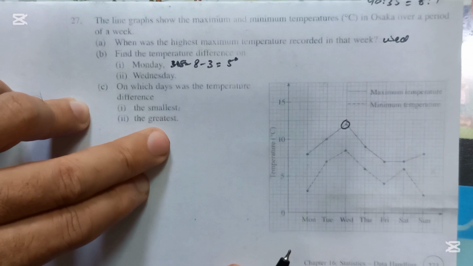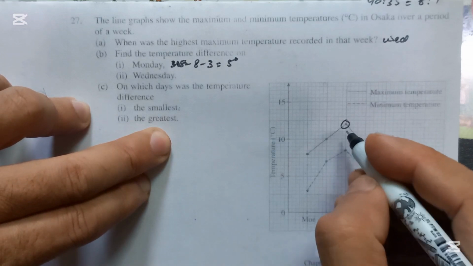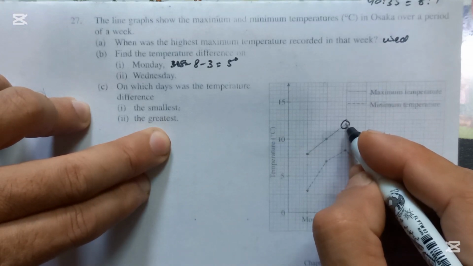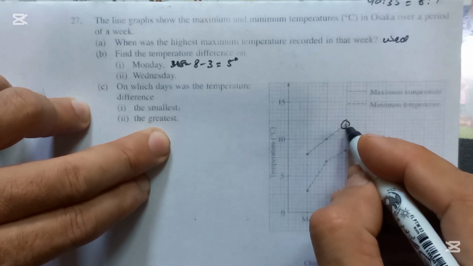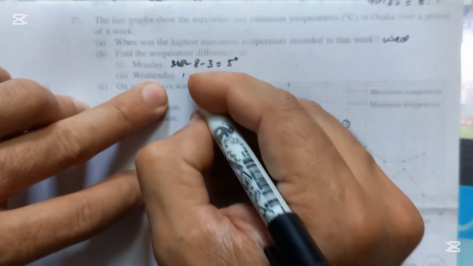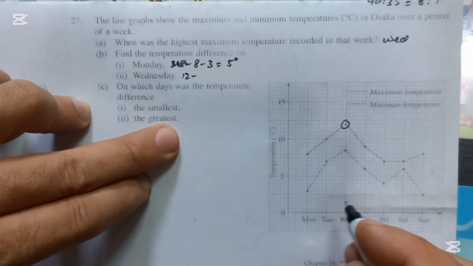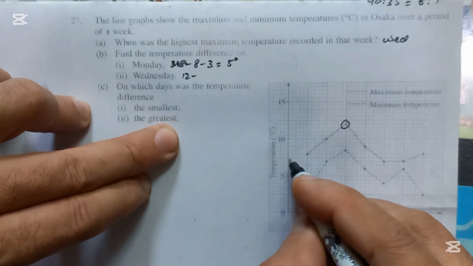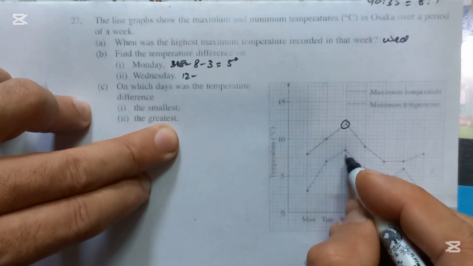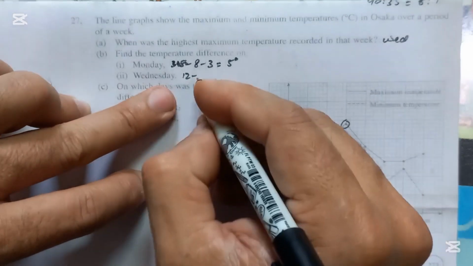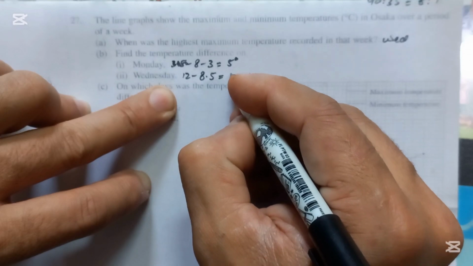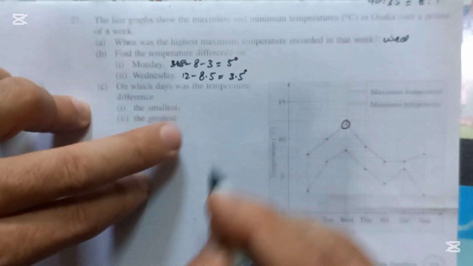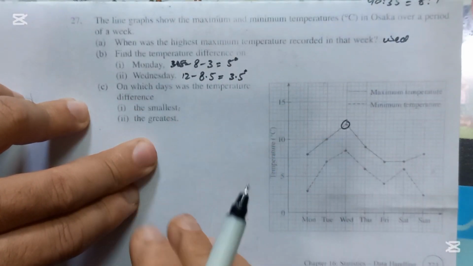Next requirement is Wednesday. So here is Wednesday and this is the temperature, that is maximum. This is actually 12.5 and the one small box below it will be 12. So 12 is the maximum and the minimum is, here is 7.5, this will be 8 and this is 8.5. So 8.5 and the difference will be 3.5 degrees. So this is the temperature difference on Wednesday.